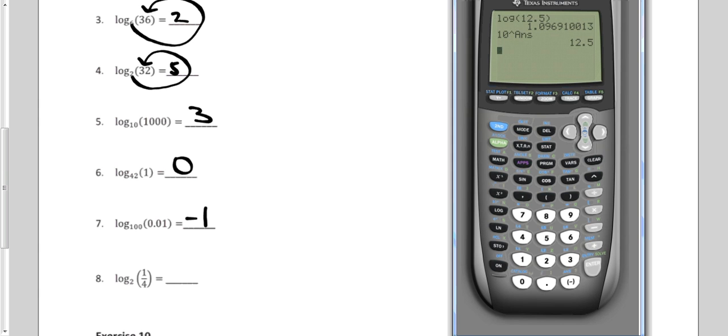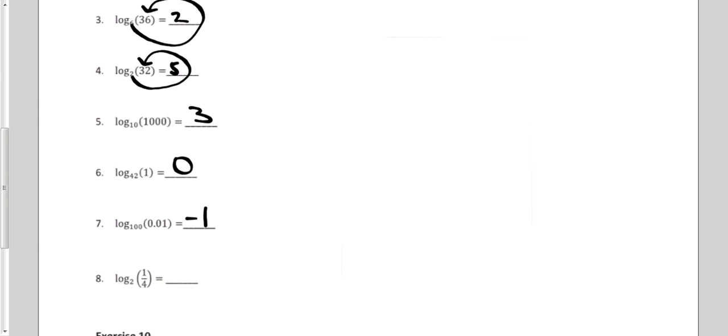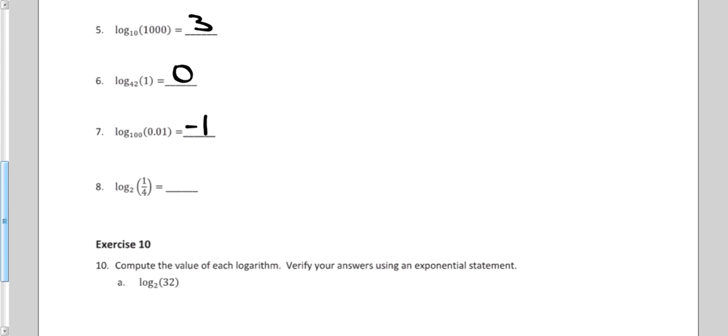So, back to it. I probably busted that out too early, but it is what it is. Log base 2 of 1/4. What am I asking? 2 to what power gets me 1/4? -2. I'm just doing exponents backwards, right, ladies and gentlemen?